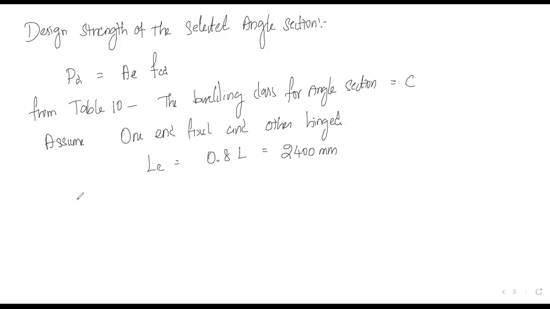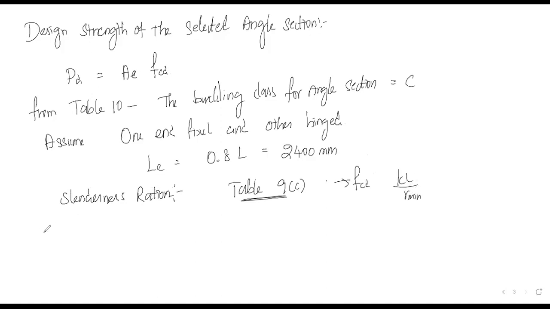Okay, so AE we know that. Slenderness ratio. Since table 9C, okay, will give the answer for FCD value, okay? So for that we need KL by R minimum, okay? So KL by R minimum is nothing but effective length divided by R minimum, okay? Least radius of gyration. So least radius of gyration we have to find out, okay? For the angle section. So we have to find out Rxx value and Ryy value from the handbook.